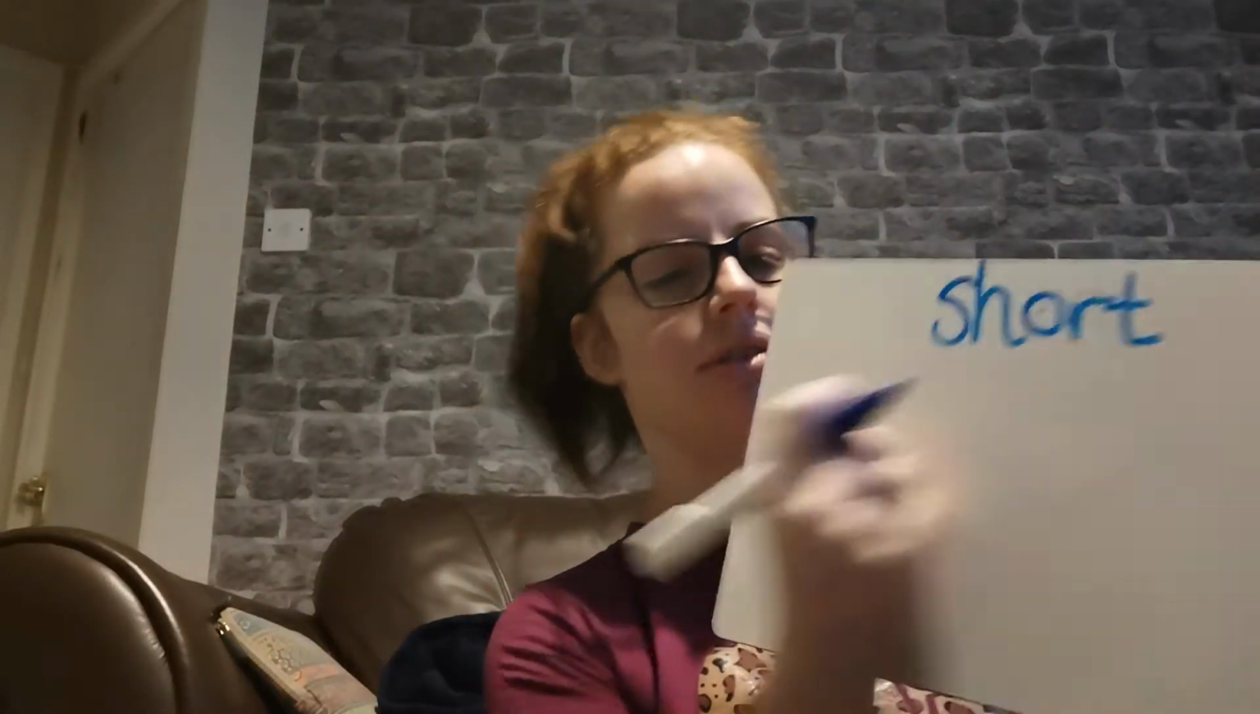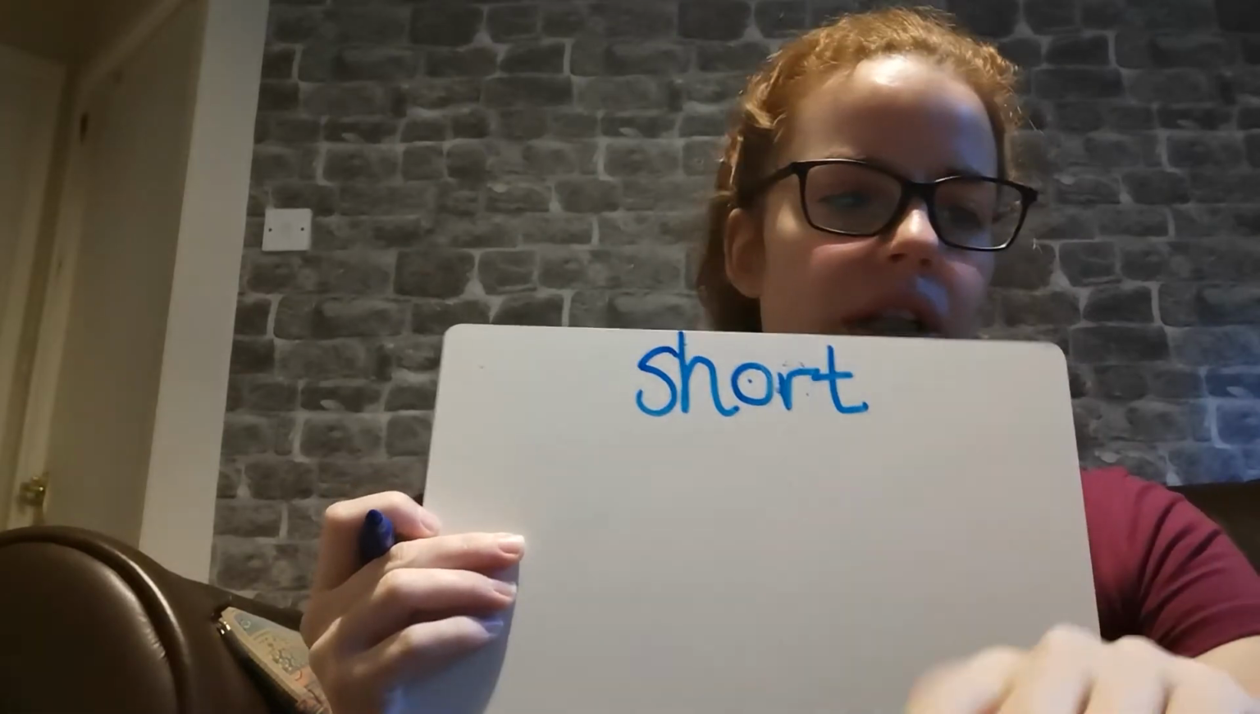So we have our sh, or, t. Short. All right? So your word that you're going to do is going to be fort. Fort. So sound it out using your fingers and then write it down either on a piece of paper or in the air with your magic finger.